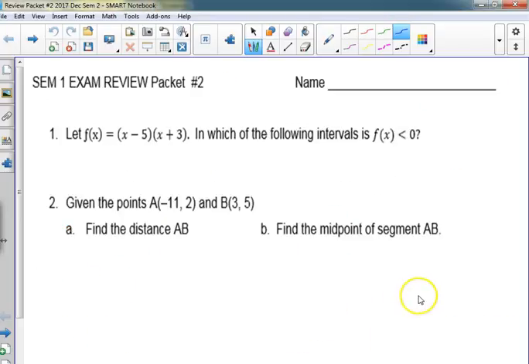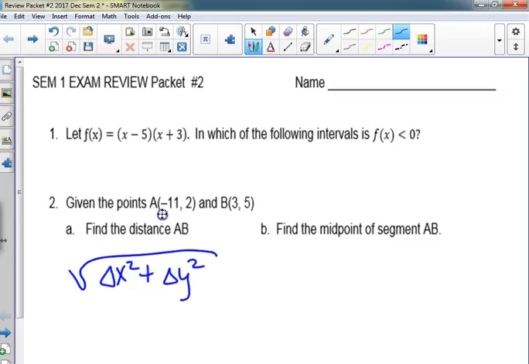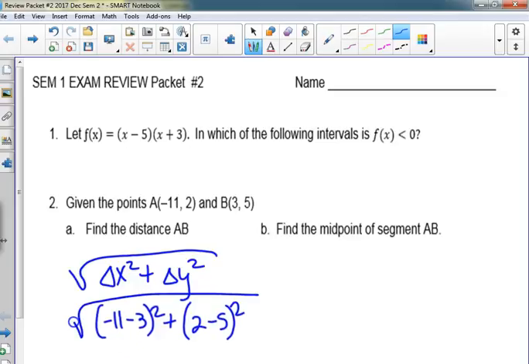Guys, second packet. Do you remember the distance formula? Do you remember midpoint? Distance is change in x squared plus change in y squared, and square rooted. Change in means you subtract, and you subtract the y's. Seriously, you don't remember midpoint? Average the x's, average the y's.